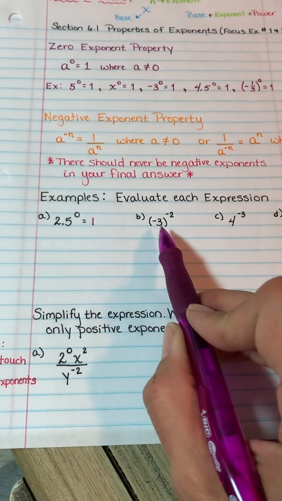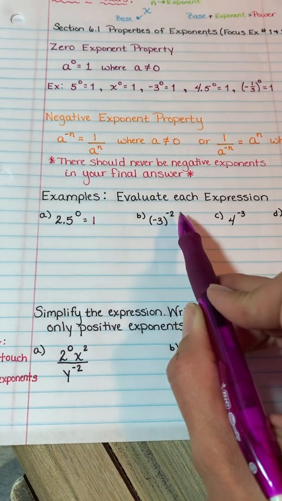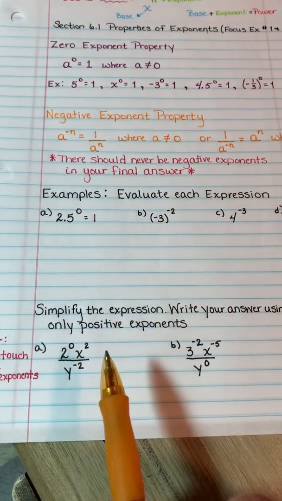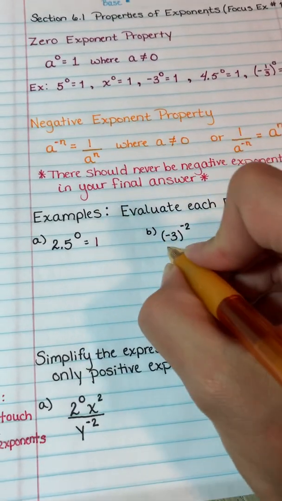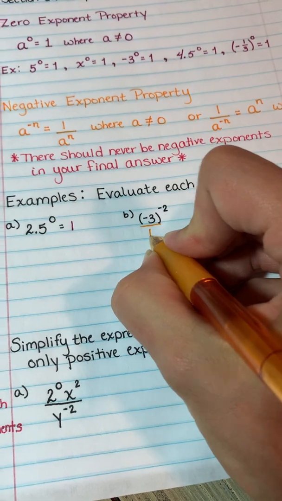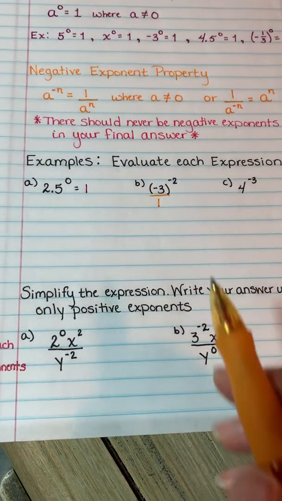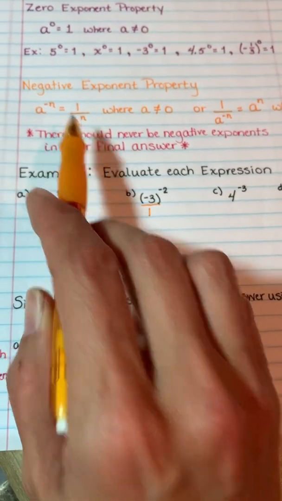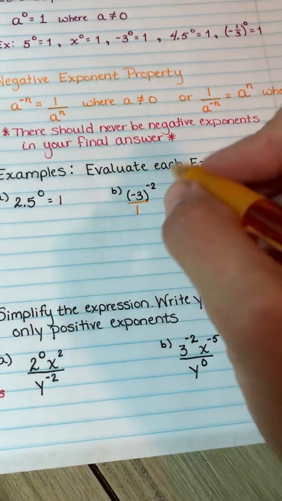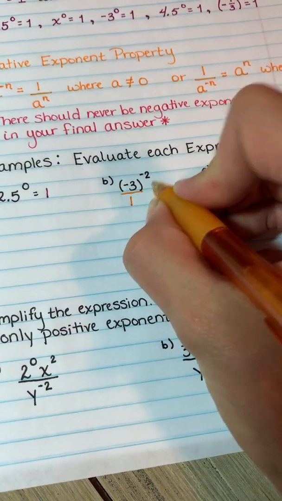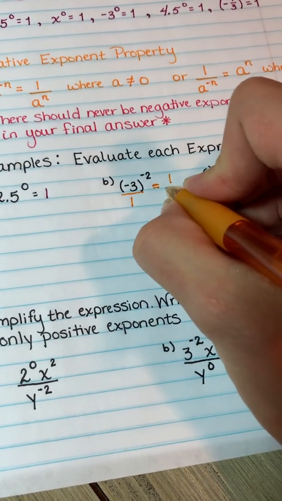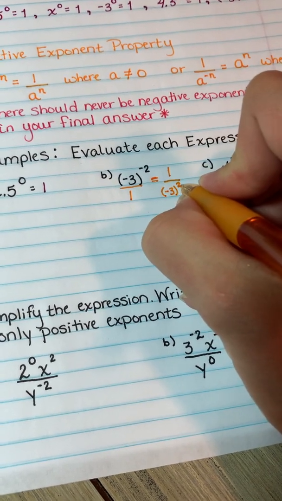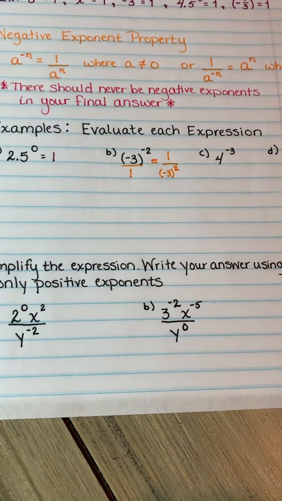Here we have a base of -3 and an exponent of -2. So this is going to be our negative exponent property. Right now we can see that our negative exponent is in our numerator, or the top of our fraction. If it's in the top, then we're going to move it from the top to the bottom. And when we make that move, that exponent will become positive.